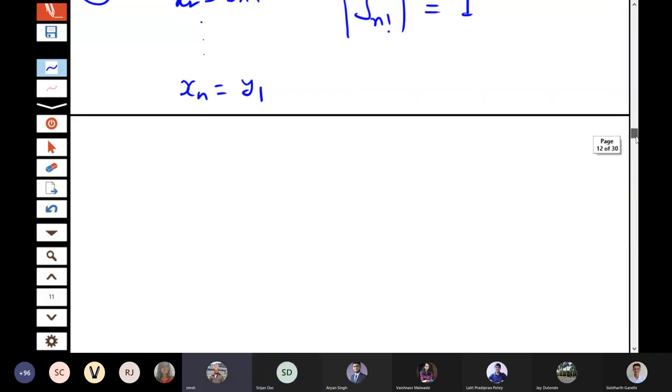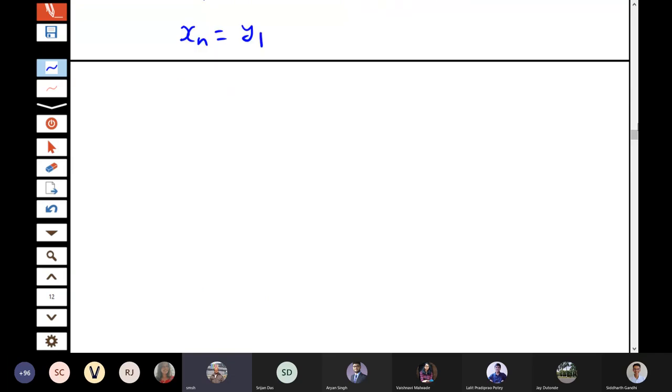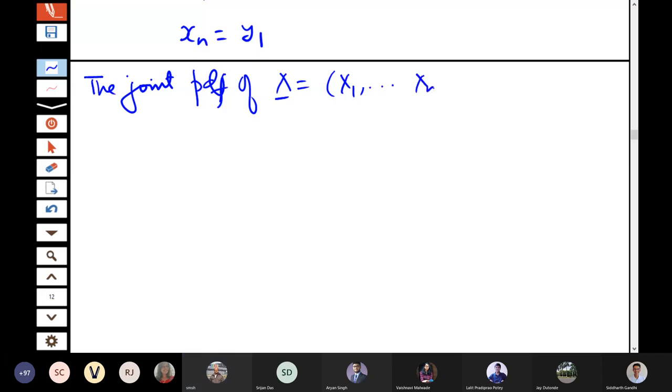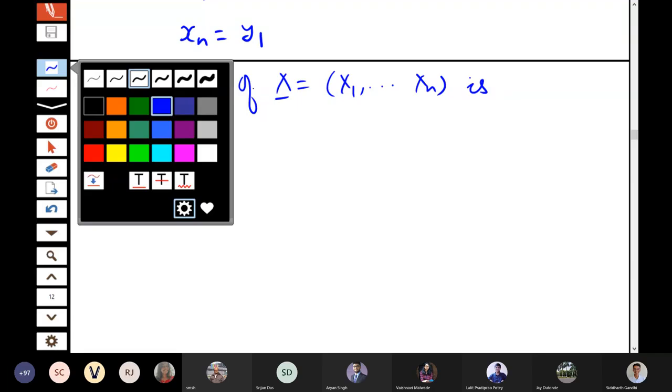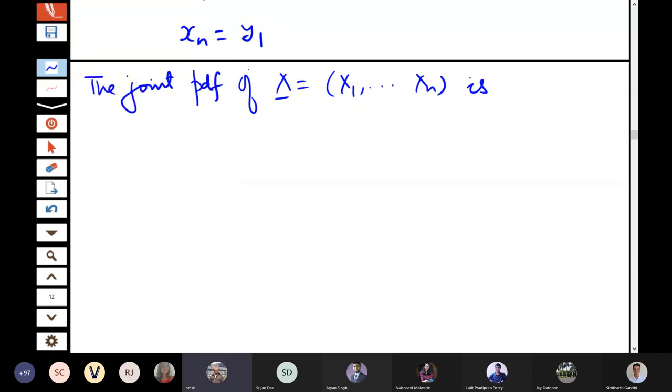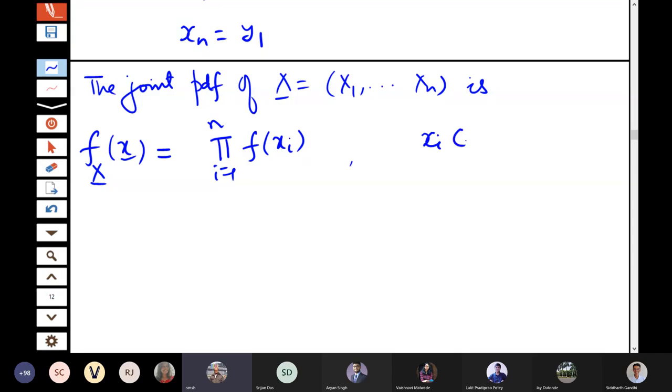So you have to derive the joint distribution of y1, y2, yn from the joint distribution of x1, x2, xn. So let us write down the joint PDF of x1, x2, xn. That is nothing but the product of f of x1 into f of x2 into f of xn, because the x1, x2, xn are independent. So here of course we are considering xi belonging to R.